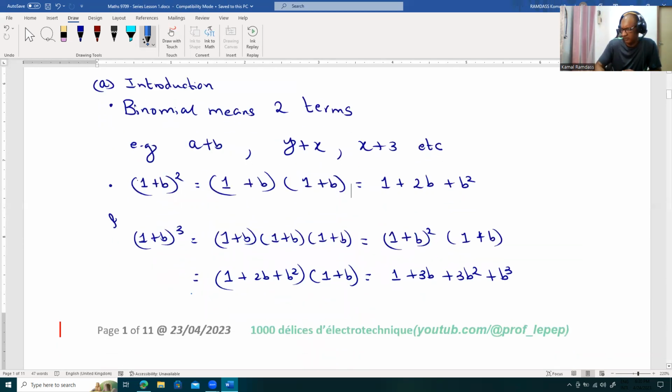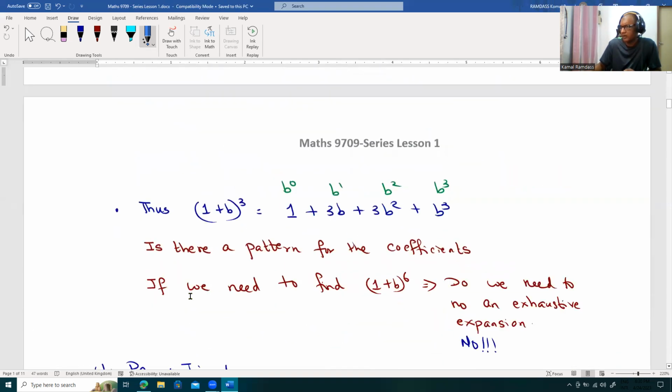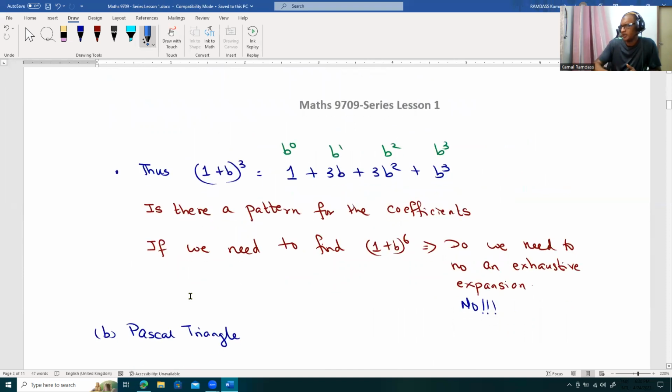Et là, je suis capable d'increase the power, (1 plus b) to the power of 3. Ça veut dire, 1 plus b times 1 plus b times 1 plus b. Je vais gagner (1 plus b) to the square, times 1 plus b, parce que 1 plus b times 1 plus b, c'est (1 plus b) to the square. Et multiply by 1 plus b, je vais gagner 1 plus 3b plus 3b square plus b cube. Je suis capable de vérifier. Thus (1 plus b) to the power of 3, c'est 1 plus 3b plus 3b square plus b cube.